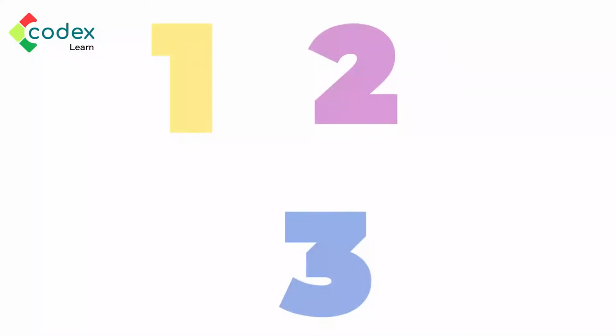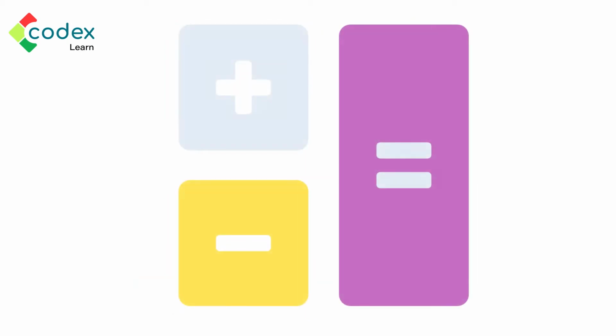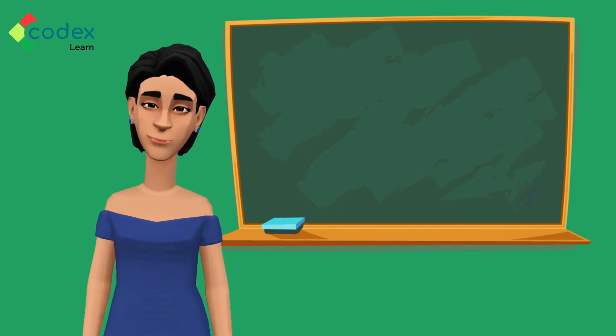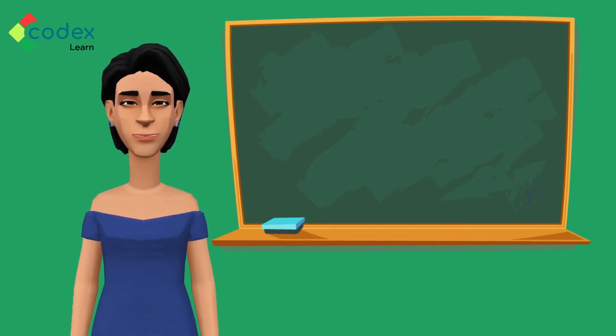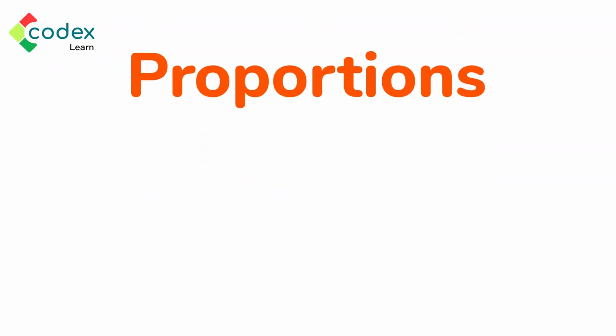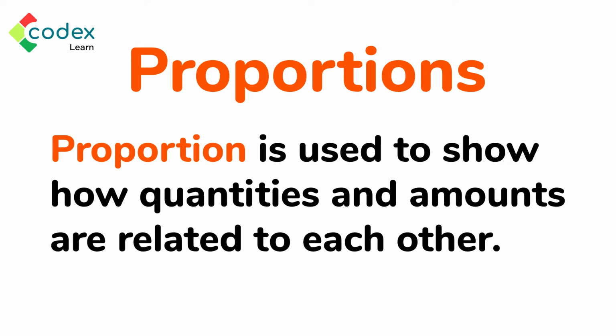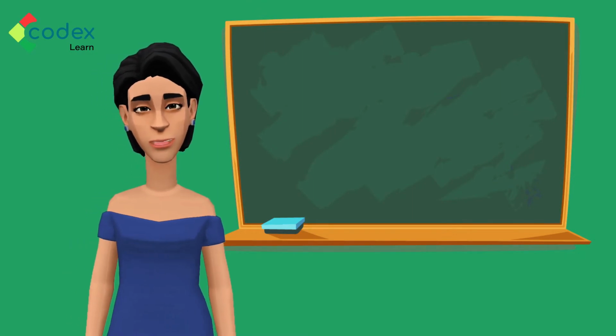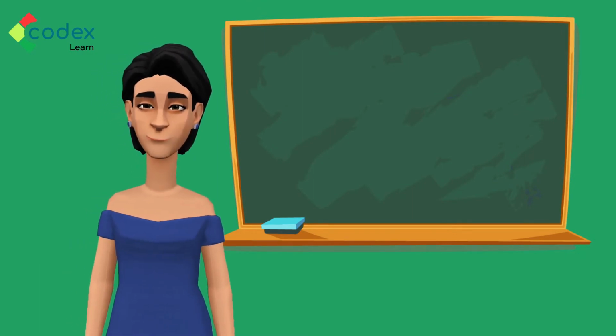Welcome to the world of numbers, shapes, and all the beautiful things that you can find in the exciting world of mathematics. In this lesson, we will learn about proportions. Proportion is used to show how quantities and amounts are related to each other. The amount that quantities change in relation to each other is determined by some rules in proportion.